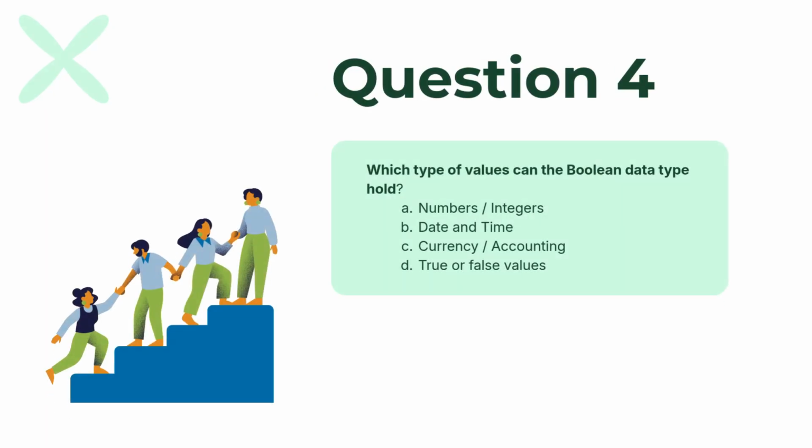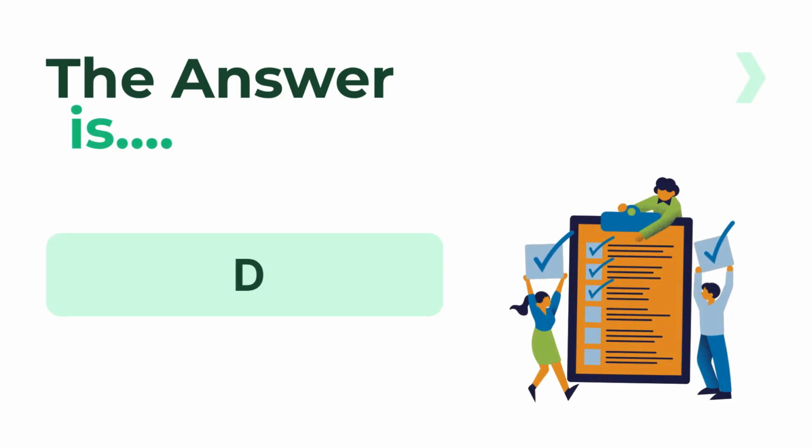Final question. Which type of values can the Boolean data type hold? A. Numbers and integers. B. Date and time. C. Currency or accounting. Or D. True or false values. The answer is D. True or false values. So, how did you do? If you got most of these right, you've got a solid grasp of the basics.